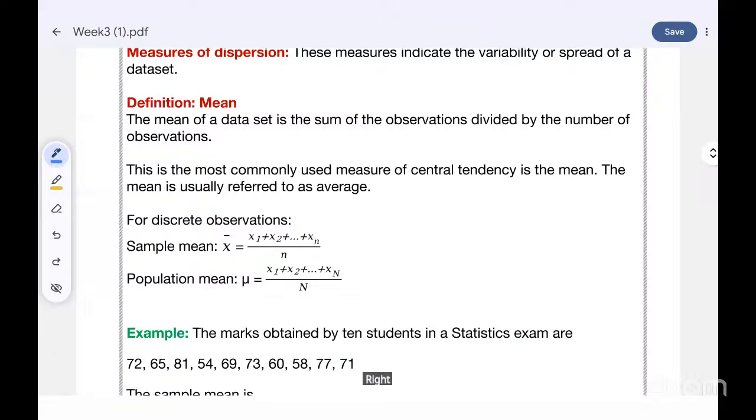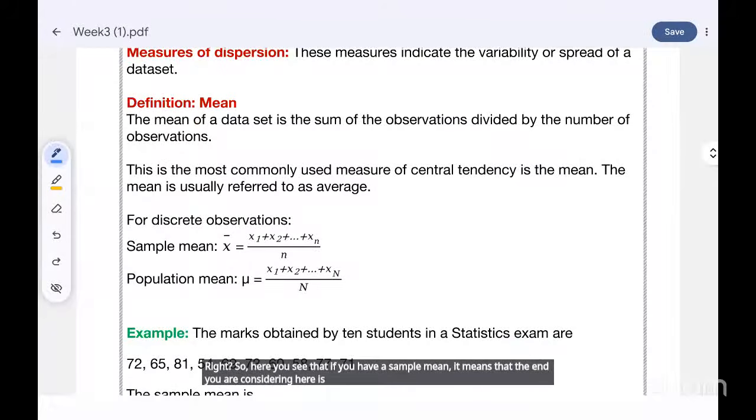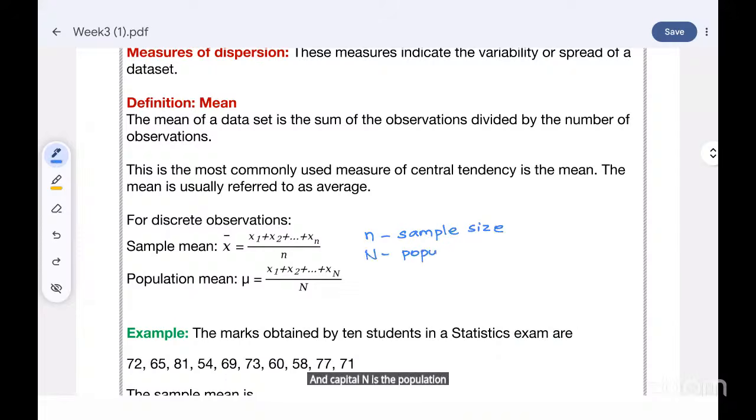right? So here you see that if you have a sample mean, it means that the n you are considering here is the sample size. So usually this is the notation. Small n is the sample size and capital N is the population size.